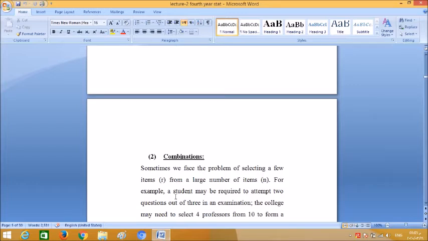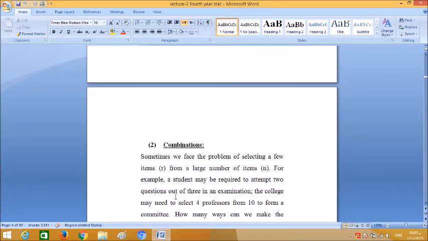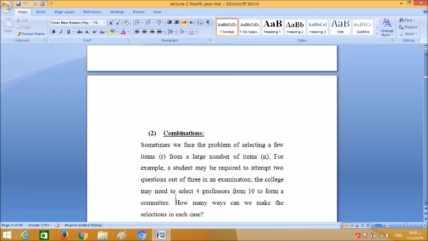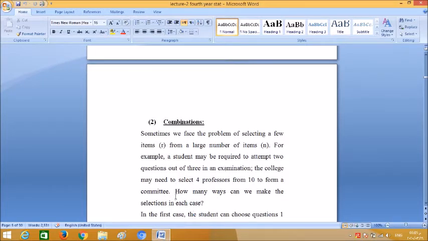The college may need to select 4 professors from 10 to form a committee. Okay? So, 4 from 10 to form a committee. How many ways can we make the selections in each case? Okay? This is the meaning of combinations.